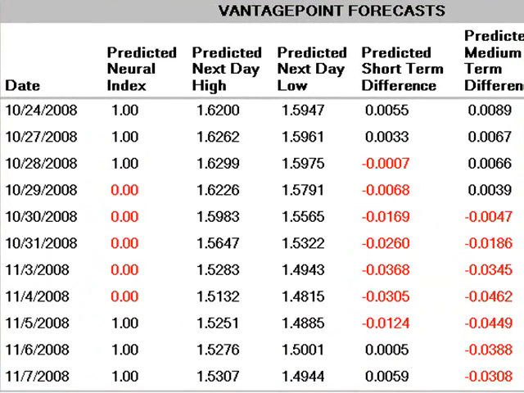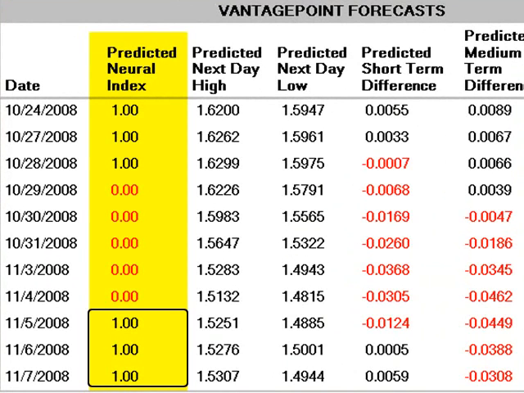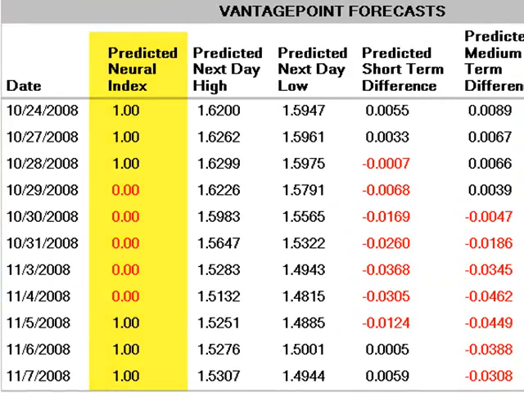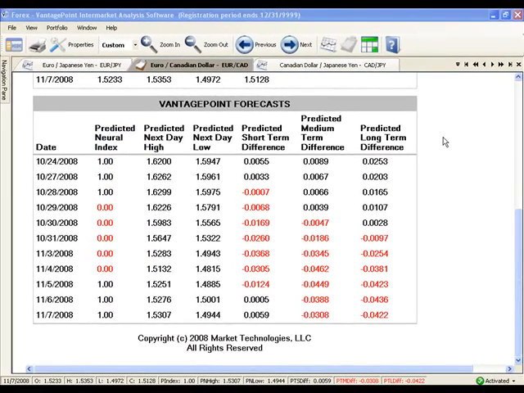Once you've examined the predicted differences, you may want to look at the neural index. If this has also changed from a 1 to a 0 in an uptrend, or a 0 to a 1 in a downtrend as we see here, it may indicate the trend is changing, and it may be a good time to start looking to take profits or tighten stops.